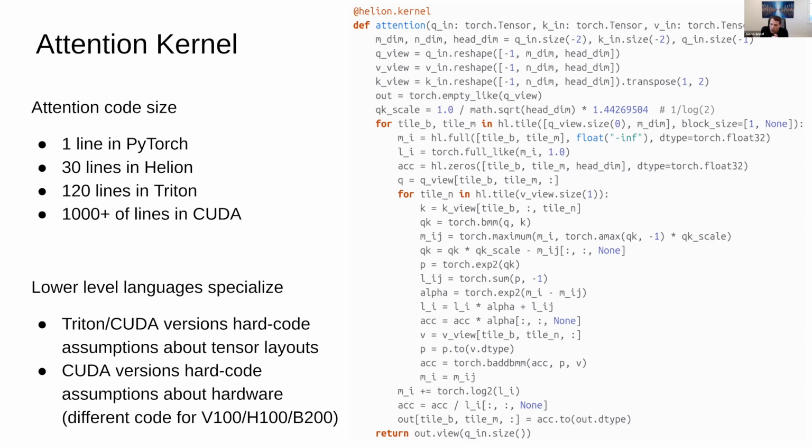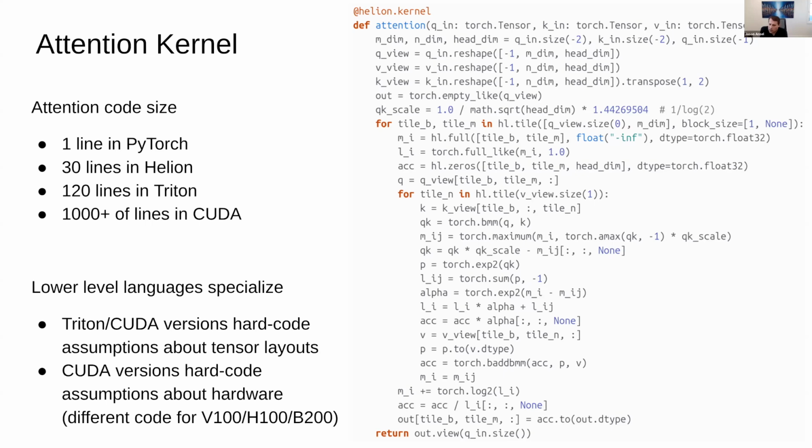Attention can obviously be implemented in one line in PyTorch. You just call scaled dot product attention. It takes about 30 lines in Helion, 120 lines in Triton, and I looked at the CUDA implementation of matmul, and it was tens of thousands of lines. It was really hard to count, but it's definitely more than 1,000, and so it gets much bigger. So this gives you an idea of the different levels of abstraction, and I think it's important for users to pick the level of abstraction that's right for them, and it gives them the level of control that they need.